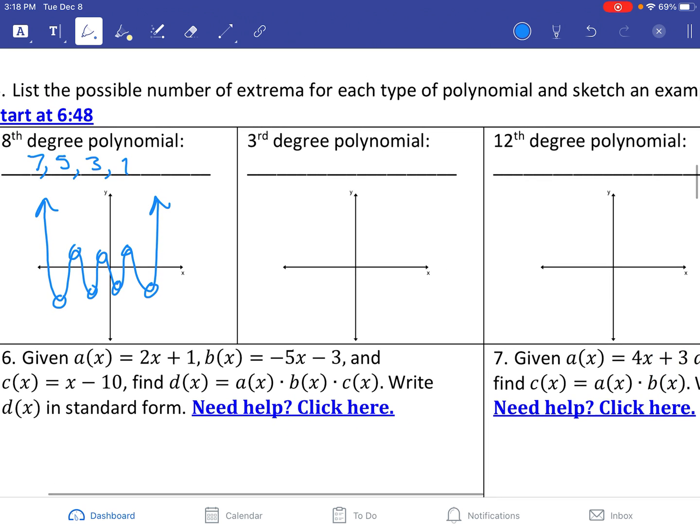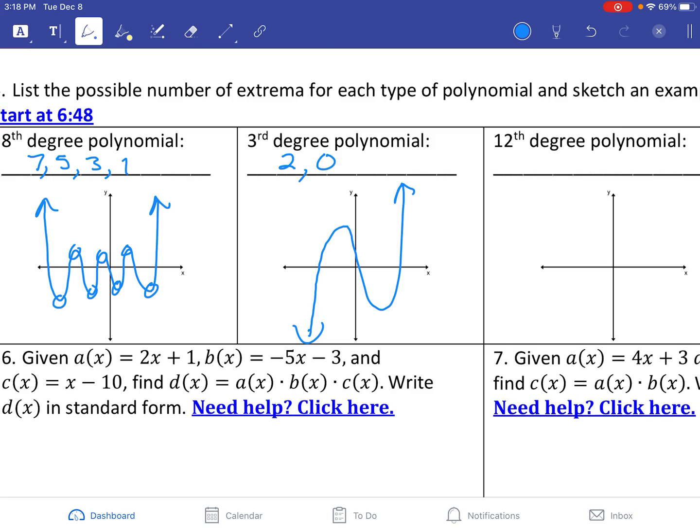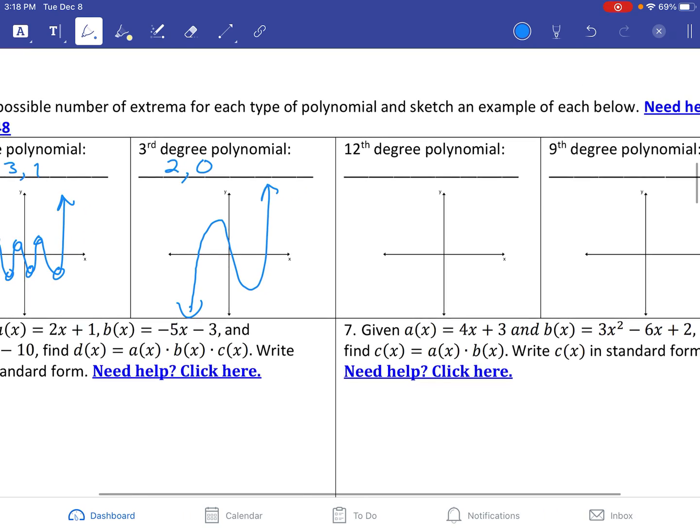Okay. A 3rd degree polynomial is going to go through the x-axis 3 possible times. It's going to start out down low here because it's an odd degree function. So it's going to look like this. 1, 2, 3. Okay, so again, we do the same rule that we had for the 8th degree. We're going to take 1 subtracted from the 3rd degree, which gives us 2, and every other number. So the only other number you have is 0. You can have a 0, you just can't go less than 0. You can't have less than 0 extrema, sorry.